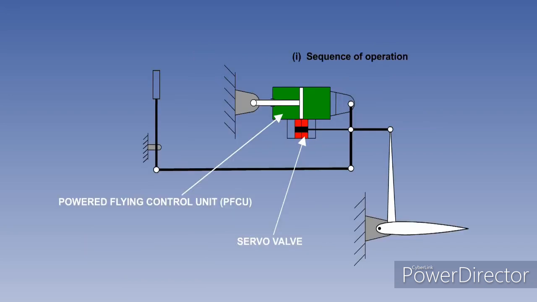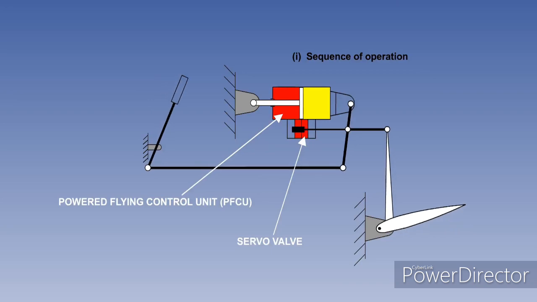In a power-assisted flying control system, the Power Flying Control Unit, referred to as a PFCU, provides most of the force necessary to reduce the hinge moments. The pilot normally provides only the remaining force. These first few animations merely show the sequence of the operating principle. When the pilot moves the control column, you can see that both the control surface and the servo valve are moved.